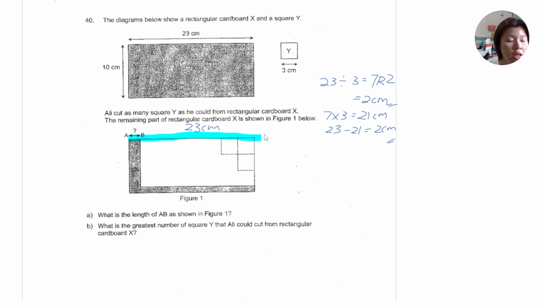Okay, so let's move on. It's asking how many squares can I cut from this cupboard. So we already found the length. Along the length we can actually cut 7. So how about the breadth? The breadth is 10. So we can take 10 divided by 3, which is 3 remainder 1. So that means we can cut 3. So total will be 7 times 3 equals 21. This is for B in case, and this is for A.